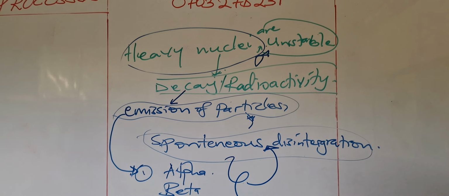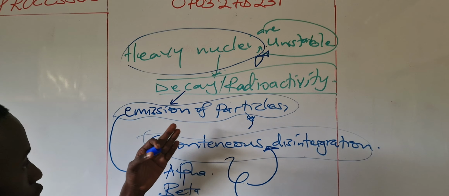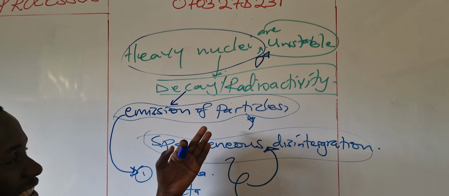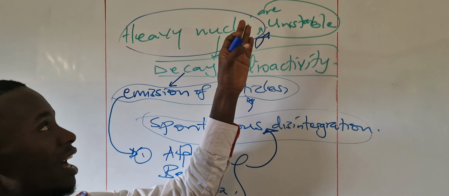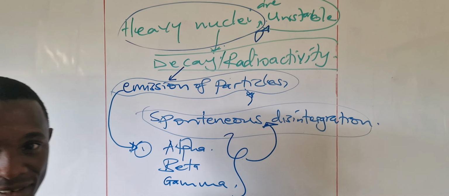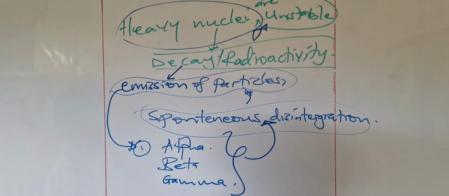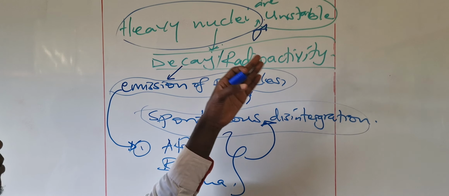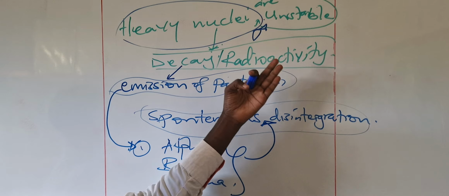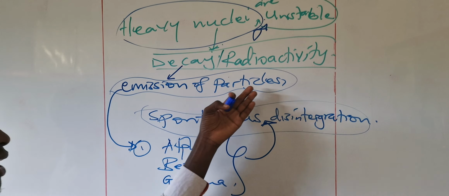So in short, decay or radioactivity is the spontaneous disintegration of heavy unstable nuclei, forming small stable or light stable nuclei with emission of particles.